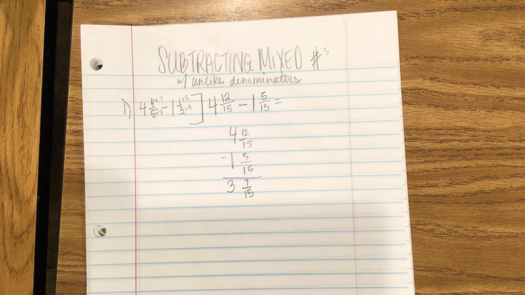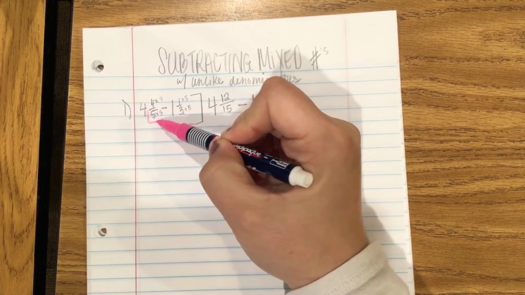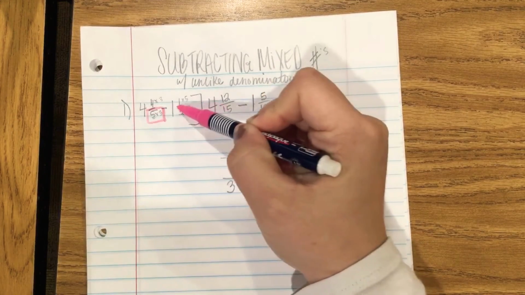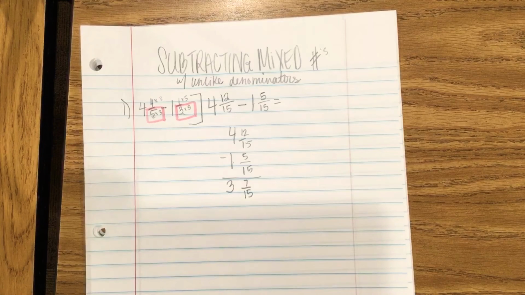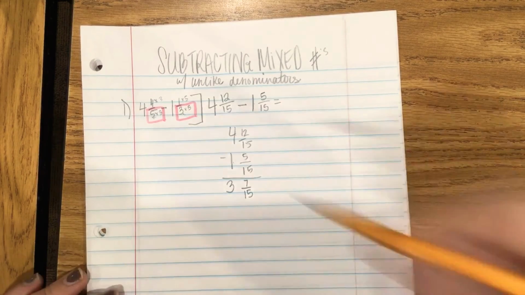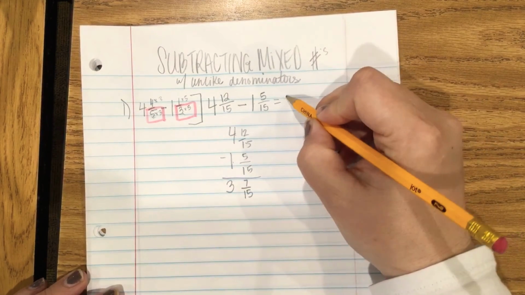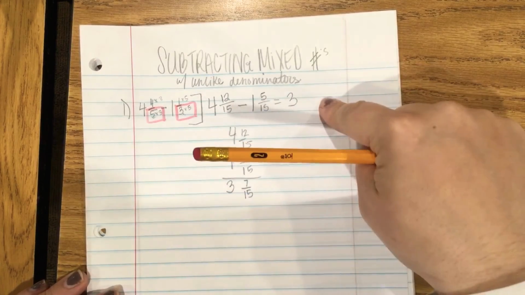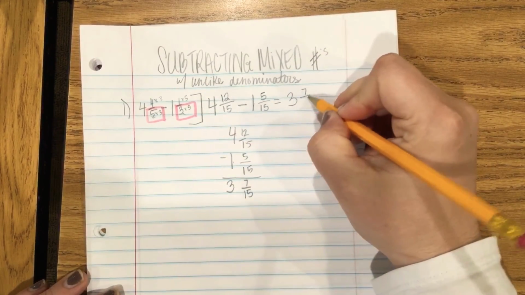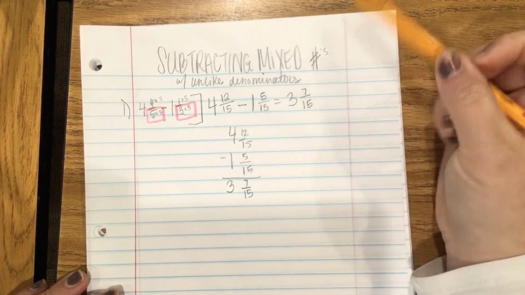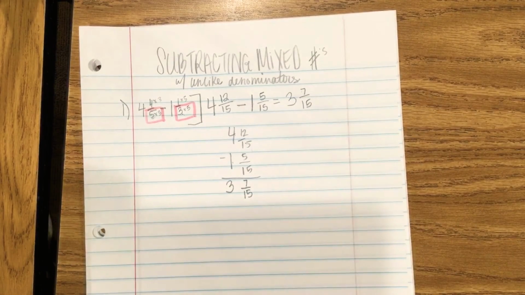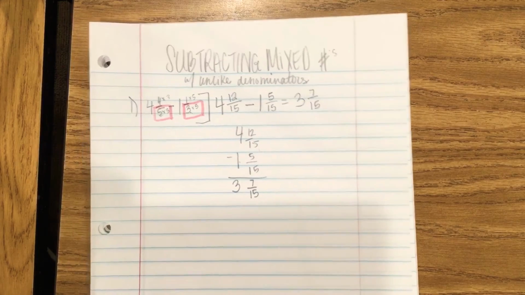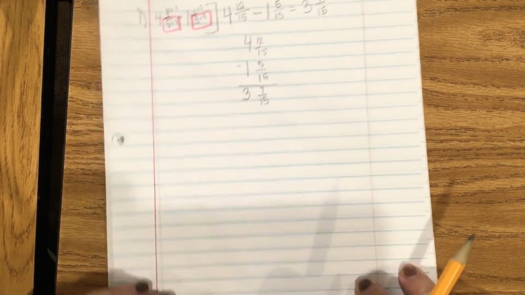All I did was I checked my denominators. And I had to make them the same. And then I just subtracted. Now you can write it out this way if you want and know my answer and just subtract this way, or you can rewrite it and do it that way. Whatever way you are comfortable with, okay? So let's look at our next problem.